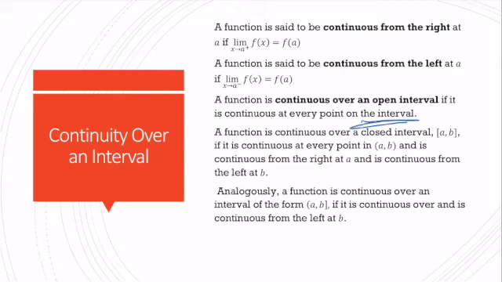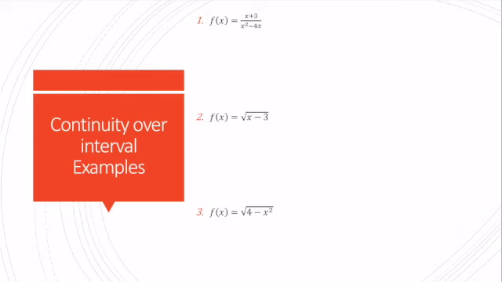We could also have a function continuous over the form parentheses a comma b bracket, where parentheses mean the endpoint is not included, and the bracket means that the endpoint is included. Okay, so let's take a look.